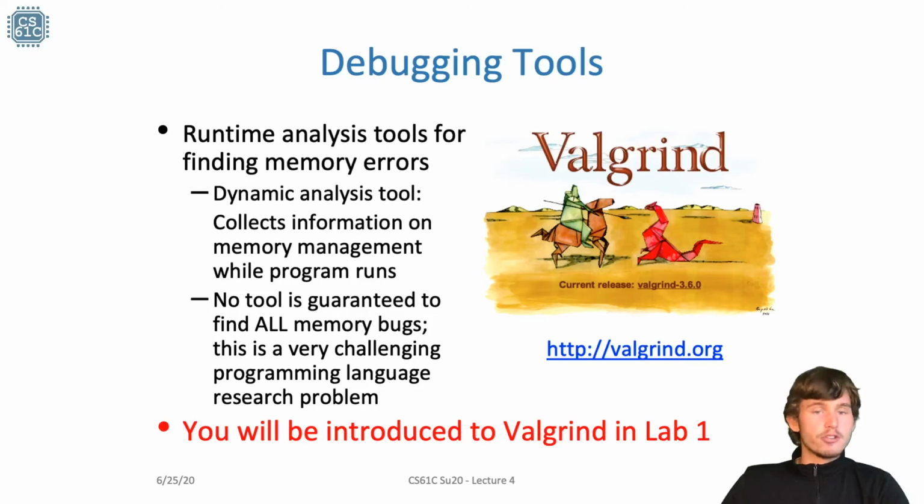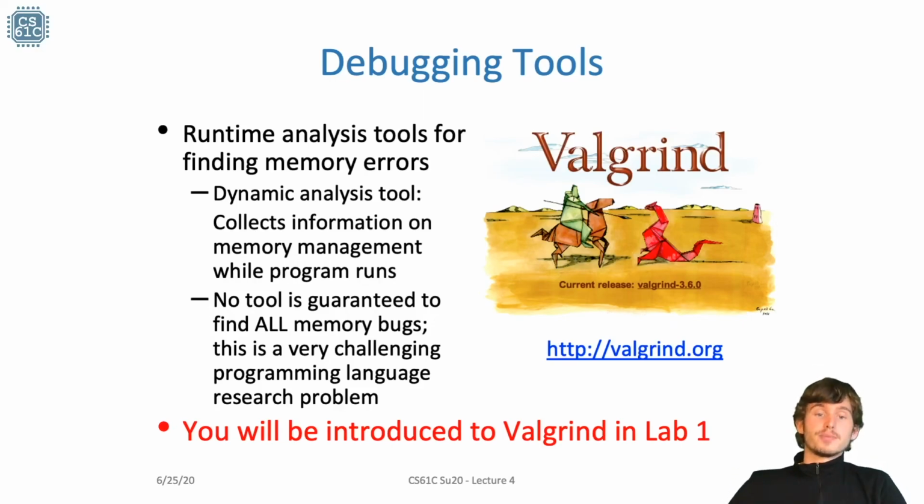I know I probably scared you guys with all the possible issues you can have with memory in C, but don't worry, there are a few debugging tools that can help you in your endeavors to code in C. So these are some runtime analysis tools for finding memory errors. Valgrind is a dynamic analysis tool which collects information on memory management while your program runs, though no tool is guaranteed to find all of your memory bugs, as this is a very, very challenging field that is actually a very big research area that you might see.